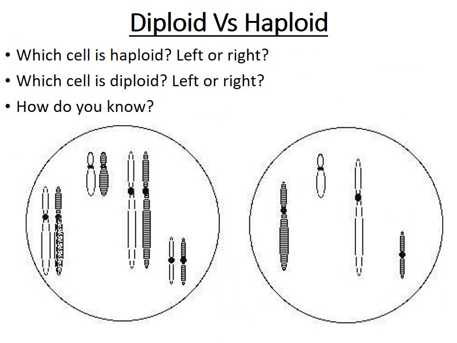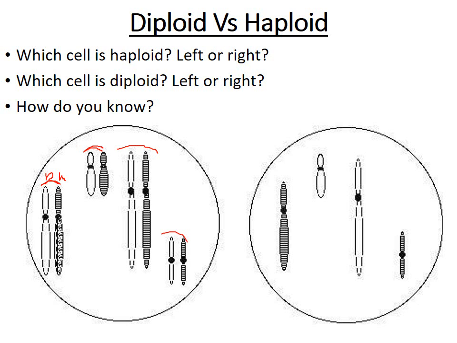So you should be able to do this question now to figure out which cell's haploid, which cell's diploid. If you take a look carefully, over here we have two of these chromosomes, two of these chromosomes, two of these chromosomes, two of these chromosomes. So we have one set that probably came from dad, one set from mom. Because we have these chromosomes in pairs here, we know that this is diploid.